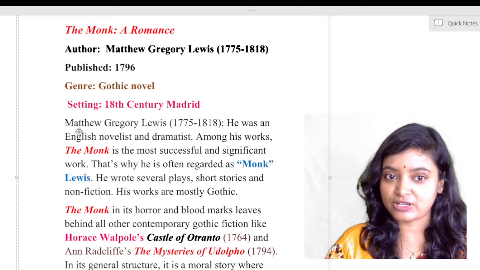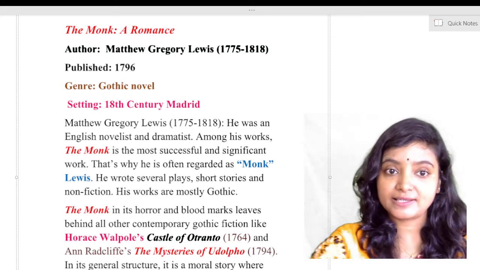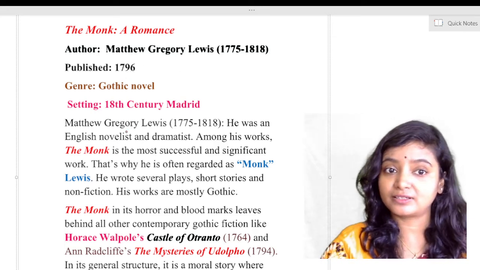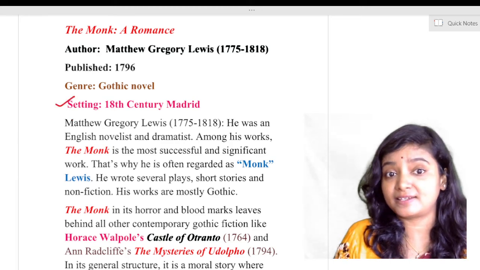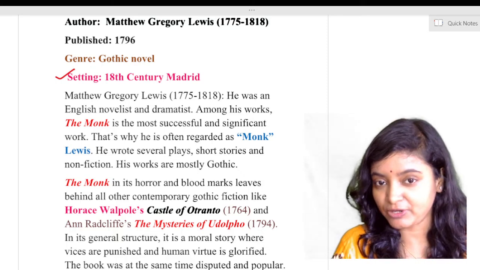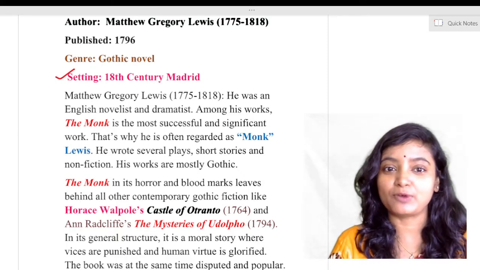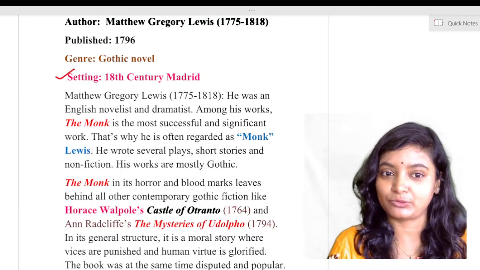Okay, there is the introduction. It was published in 1796 and it was a Gothic novel. The setting is 18th century Madrid. Matthew Gregory Lewis, 1775 to 1818, was an English novelist and dramatist. Among his works, The Monk was the most successful and significant work.